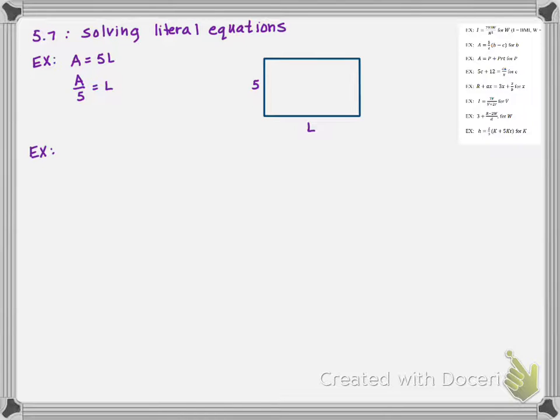We'll do, actually, I don't like that one. Let's do this one. A equals 3/2 times B minus C. And our goal here is going to be to solve this for B.